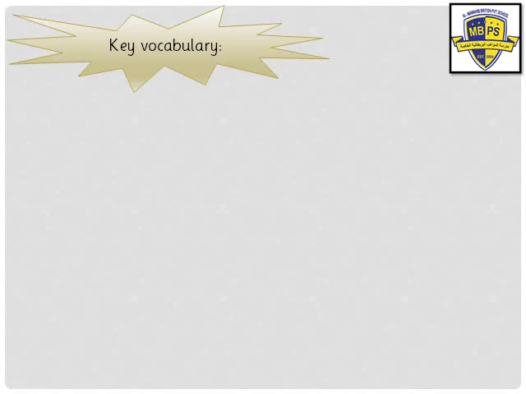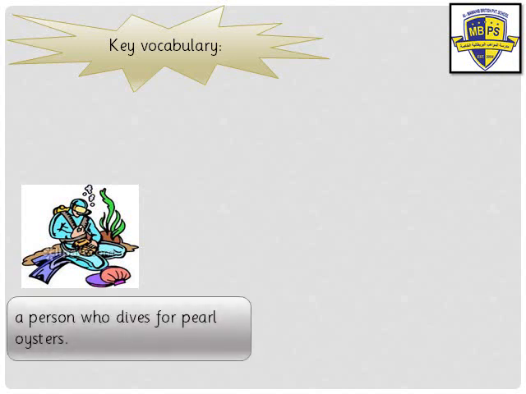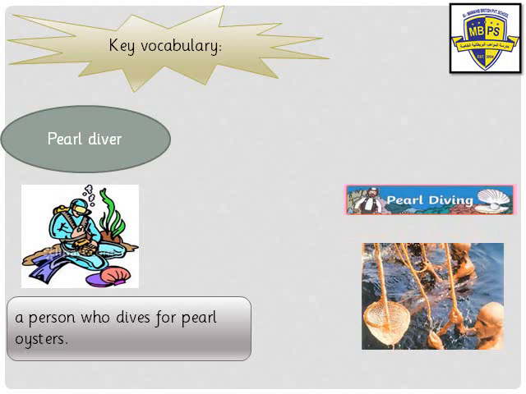Again, grade 1, we are going to complete the new vocabularies of this lesson. Look at this picture now. What is the name of this man? Okay, let us see. He is a person who dives for pearl oysters. A person who dives for pearl. What we call him then? Yes, pearl diver. Pearl diver, because he dives for pearl. Okay, let us move to the next one. What is the name of this activity, boys and girls? They all of them together dive for pearl. What we call this activity? Yes, pearl diving. Pearl diving. The name of the person is pearl diver, but the activity is pearl diving.